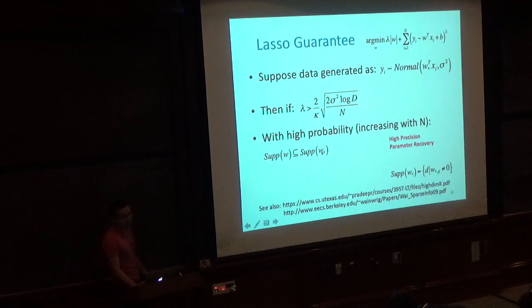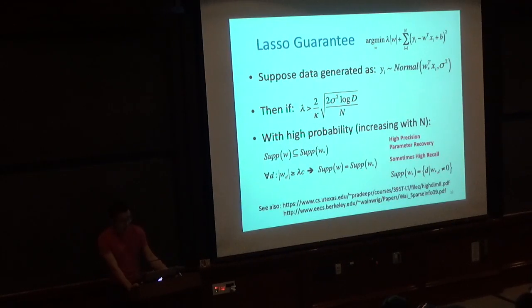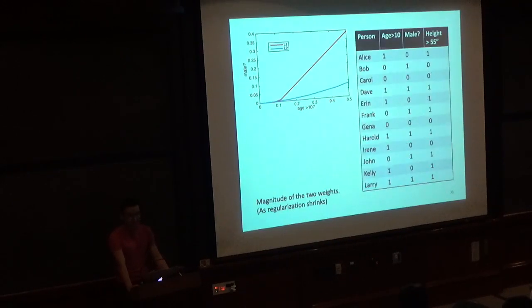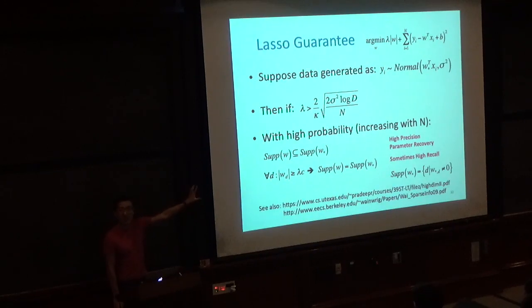What that means is that we have high precision in parameter recovery. We will never say that an element of W is non-zero if it isn't non-zero in W star. And sometimes high recall. So we can exactly recover, or almost exactly recover, the non-zero entries of W star. Okay, and like I said, this is sort of beyond the scope of the class. I just want to give you a flavor of what statistical learning theory looks like.